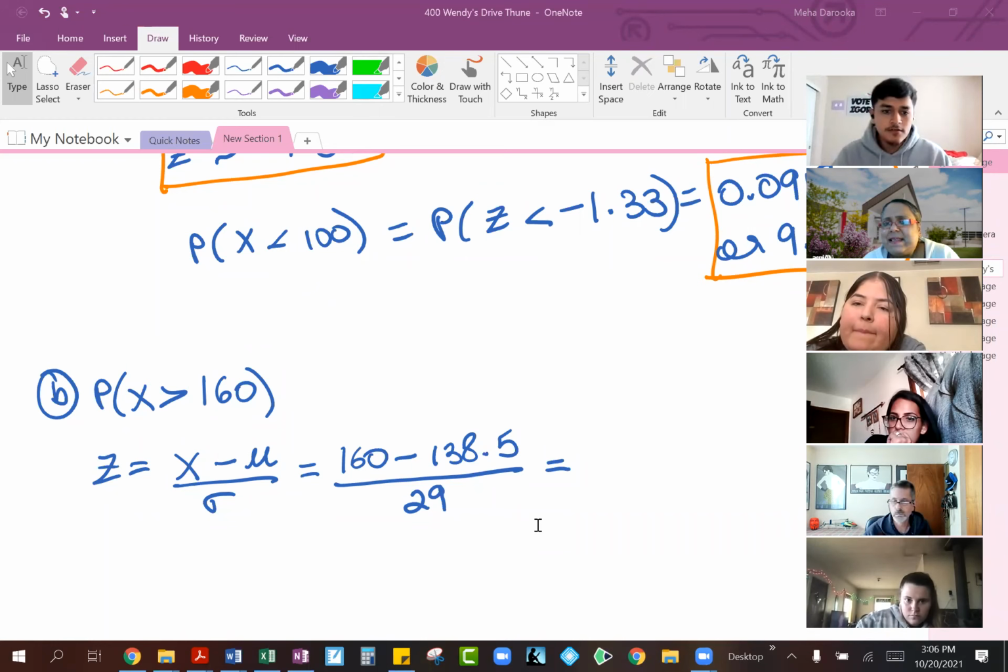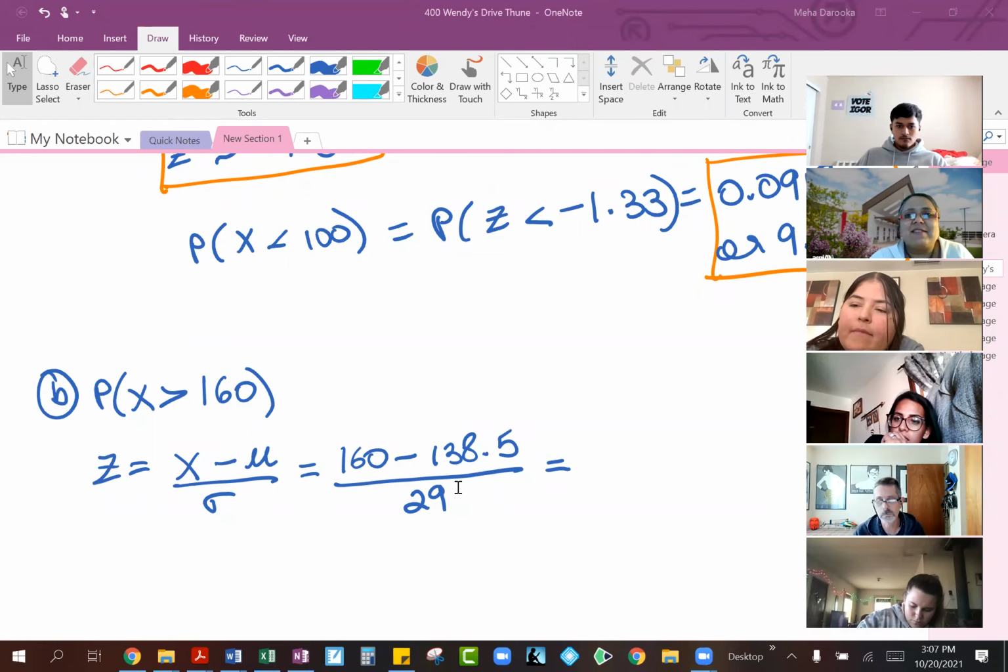You've got 160, right? Which is larger than 138.5. No, I hit a button on my calculator wrong. Sorry, it should be 0.74. Yeah, okay. Yeah, just to make sure.